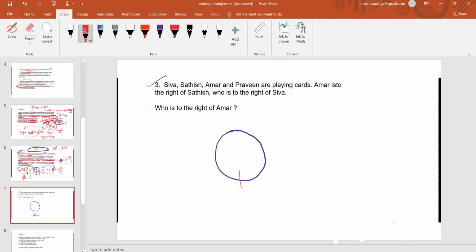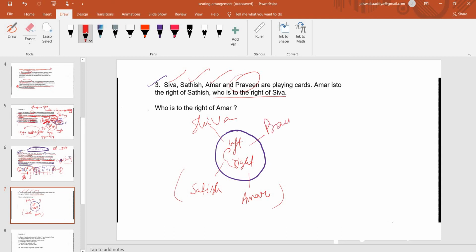Okay, let me erase it. First we will make Amar. If this is Amar, Amar is to the right of Satish. This is right, this is left. Amar is to the right of Satish, who is to the right of Shiva, and they both are at the right of Shiva. Now Shiva, Satish, Amar, Praveen. So this is the place of Praveen.